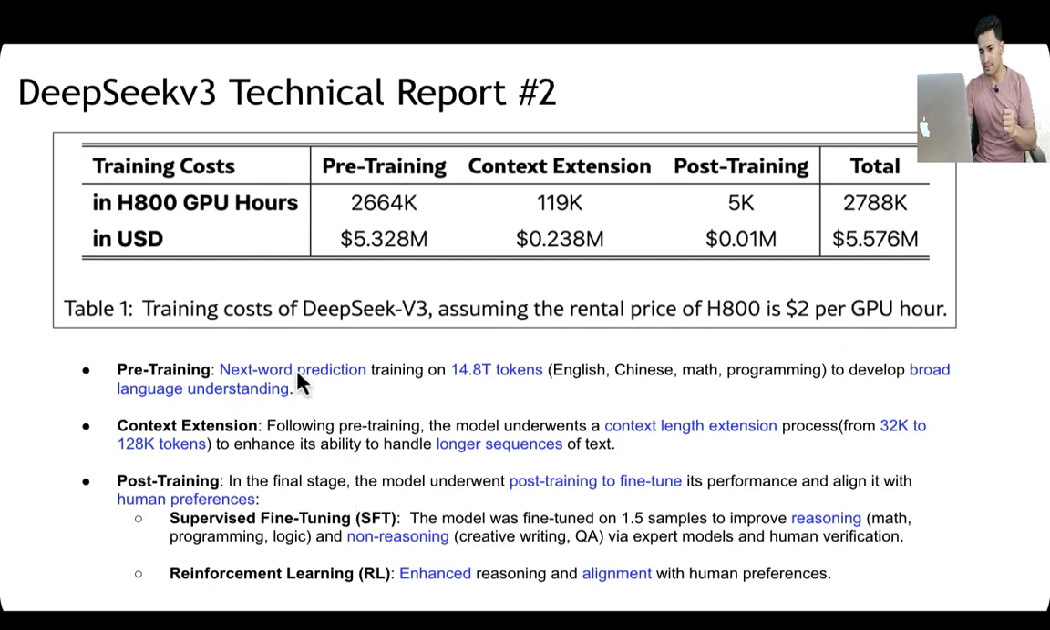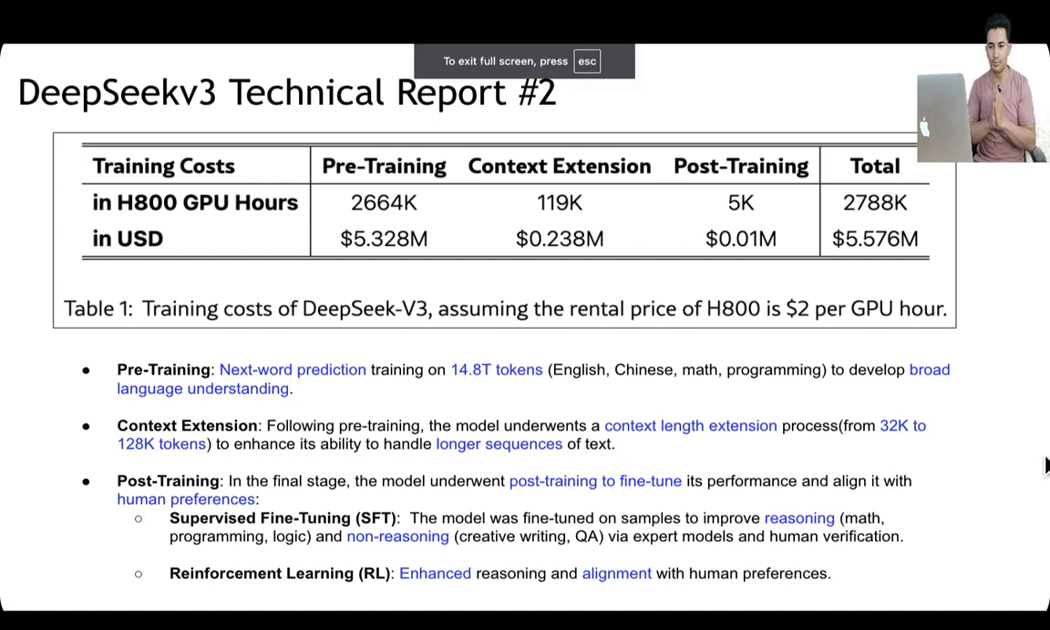In the pre-training, what happens? It's next word prediction on 14.8 trillion tokens. English, Chinese, math, programming, all these types of tokens were used for the pre-training. In context extension, you increase the context length from 32,000 to 128K so that it is able to handle long sequences of text. Let's say you give it a long piece of code and ask questions; it will be able to handle that because a context extension has happened, which enables it to handle long input text.